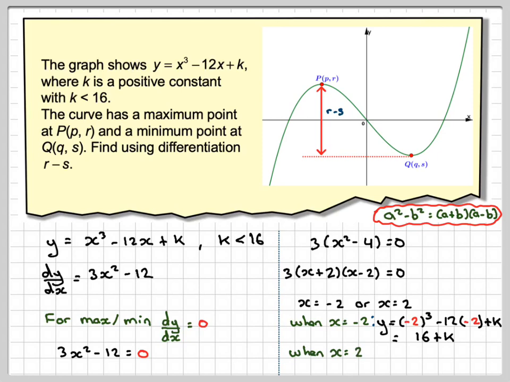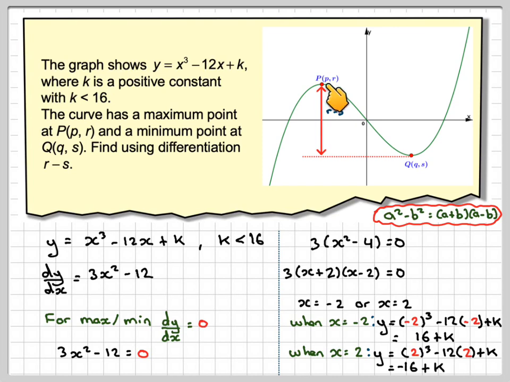And then when x is 2, it's the same thing. We substitute into here, and we're going to get y is 2 cubed minus 12 times 2 plus k. 2 cubed minus 12 times 2 gives minus 16. Don't forget the plus k.